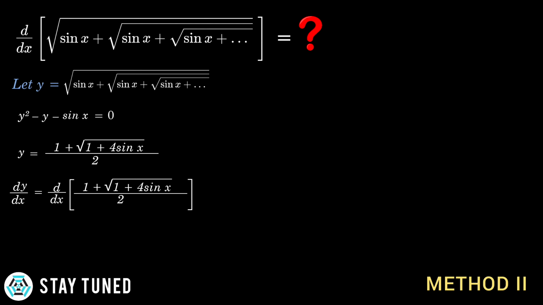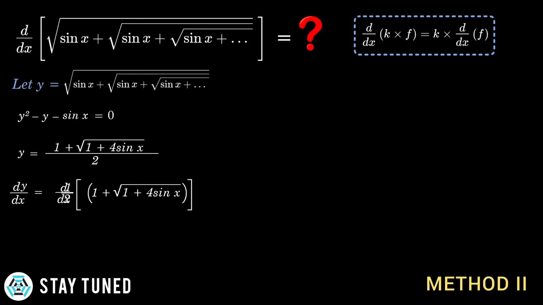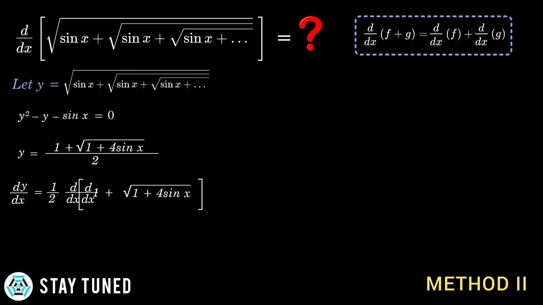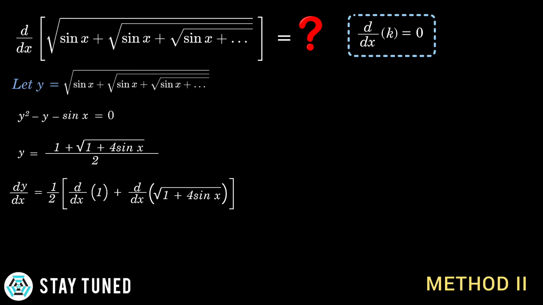Next, we will rewrite the terms in the bracket as 1 by 2 into 1 plus under root of 1 plus 4 sine x. Now, since 1 by 2 is a multiplied constant, we can factor it out using the property displayed above. Next, we will split the derivative of 1 plus under root of 1 plus 4 sine x into derivative of 1 plus derivative of under root of 1 plus 4 sine x, using the property shown above. Now, the derivative of a constant is 0. Therefore, the derivative of 1 is 0, and hence we can eliminate it.